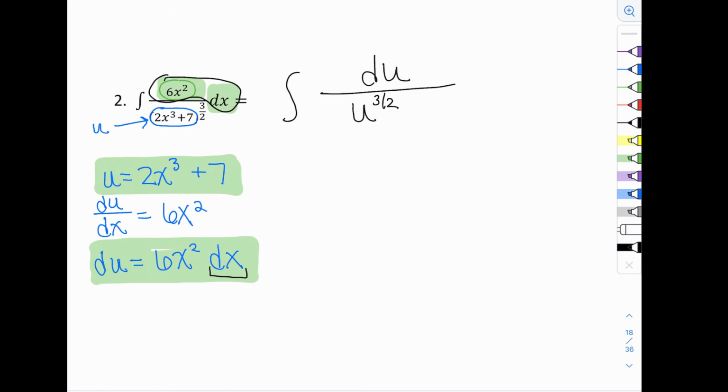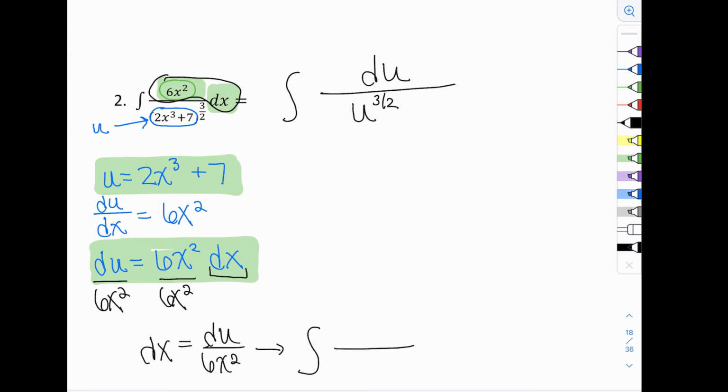So this is something that you could always do for these types of problems, which in this case, to get dx by itself, I could divide both sides by 6x squared, which means that dx is equal to du over 6x squared. So if I tried to do the substitution at this point, I'd still have in the denominator, once I substitute in the u to the 3 over 2 in the denominator. If I do it this way, getting dx by itself, I actually wouldn't do anything with the 6x squared.